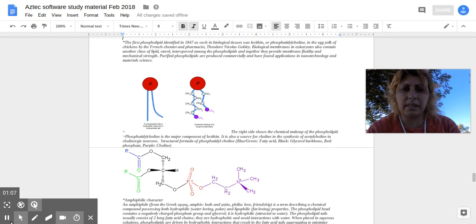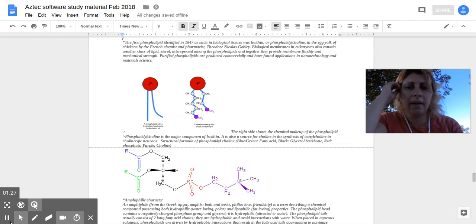Biological membranes in eukaryotes also contain another class of lipid, or a sterol, interspersed among the phospholipids. Together, they provide membrane fluidity and mechanical strength. Purified phospholipids are produced commercially and have applications in nanotechnology and material science.